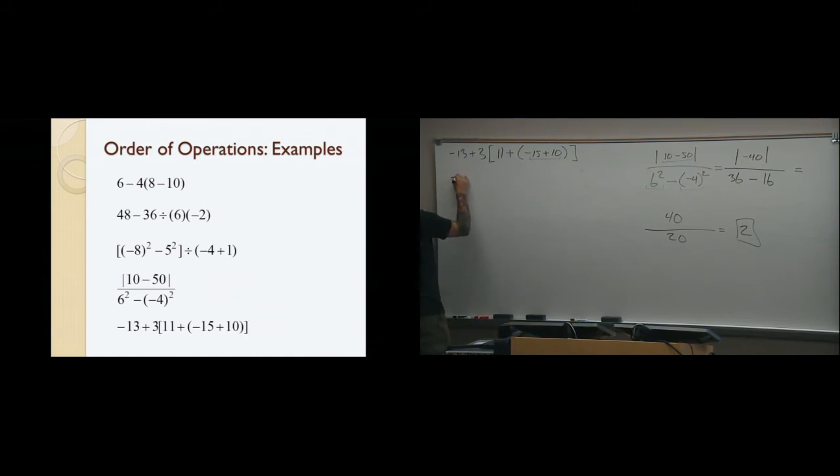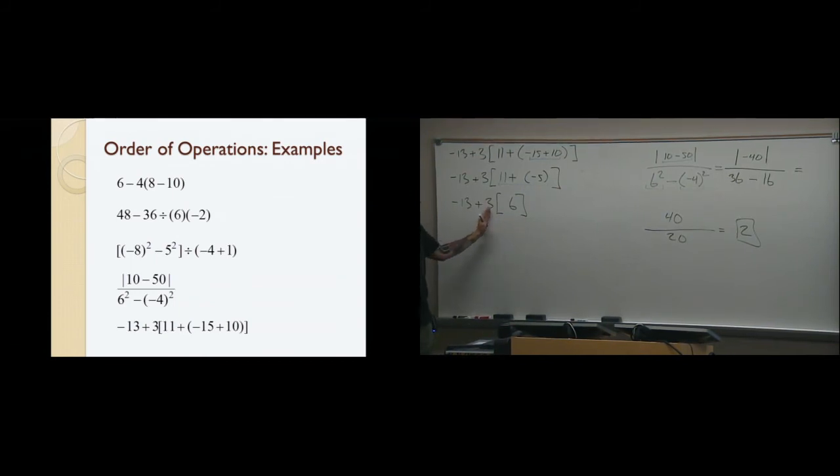So, we've got negative 13 plus 3 and a bracket, 11 plus, now, here negative 15 plus 10 is negative 5. Good. So we've completely done the operation within this innermost set of parentheses, and so now we start working our way out. We still have an operation to perform within grouping symbols, so we do that. We're going to get negative 13 plus 3 times, and then 11 plus negative 5 gives me 6. Good.